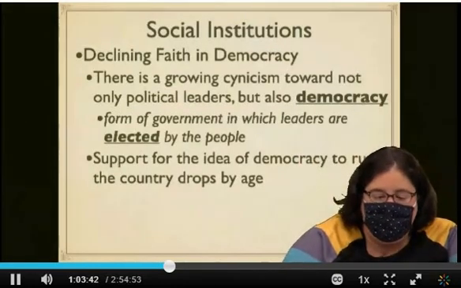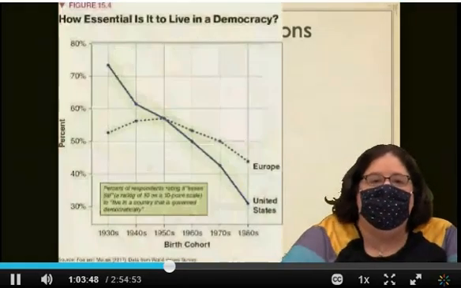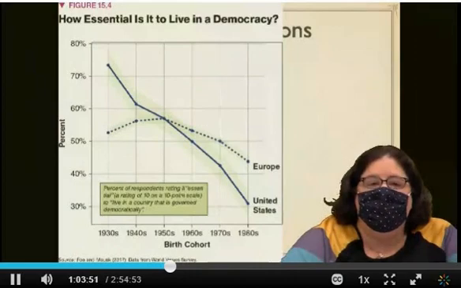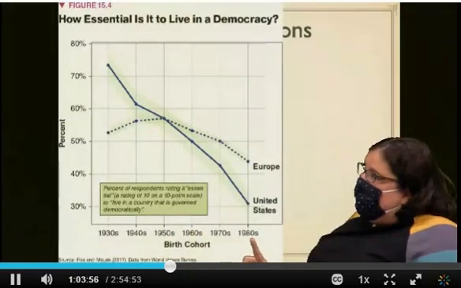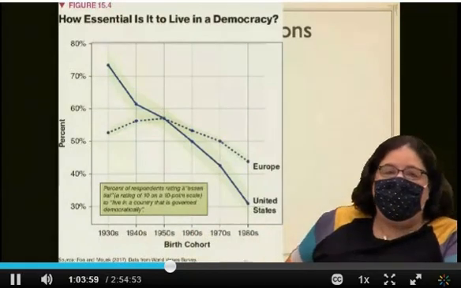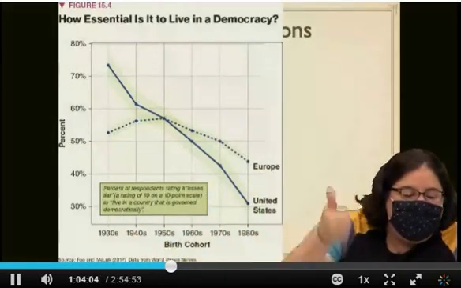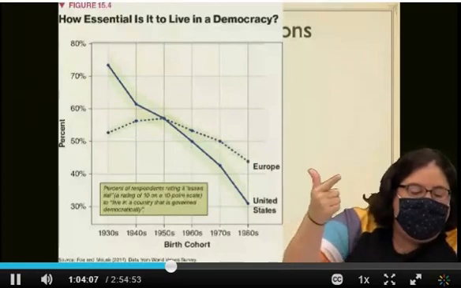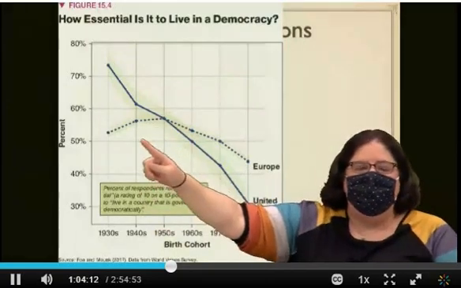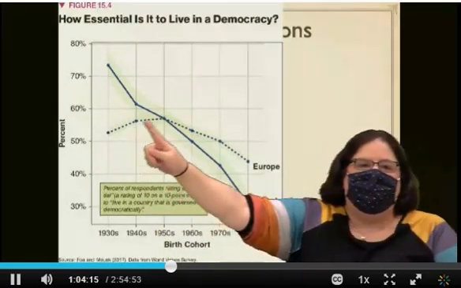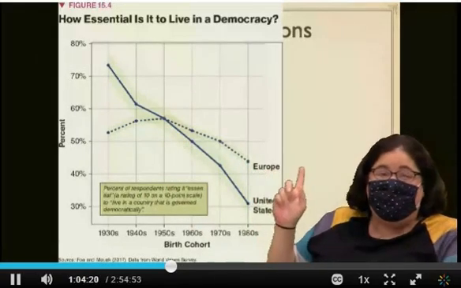So people were asked the question, how essential is it to live in a democracy? What we are seeing down here is the decade that you were born in, right? And what your answer is to the question, how essential is it? This is the percent of people who answered it is essential or very essential, the top two categories. And so in Europe, the older generations still thought it was essential, but now the younger generations say it's less essential. It's not essential to live in a democracy.